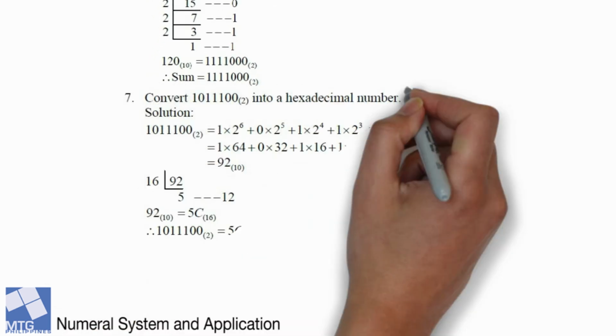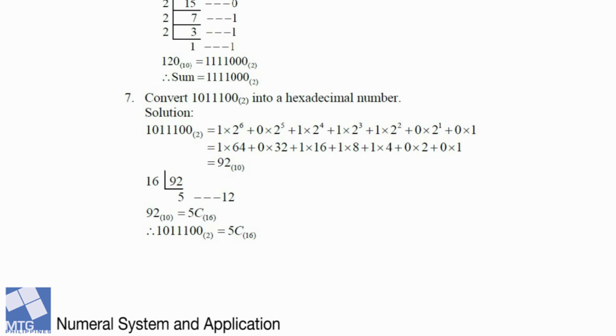For item number 7, we are tasked to convert the base 2 number 1011100 into hexadecimal. So what do we mean by this hexadecimal number? When we say hexadecimal, it's just a number with base 16. So the idea here is we simply have to convert first the base 2 number into a base 10 number. Then from base 10, we are going to convert into base 16. So we will have the given 1011100 base 2 to be equal to 92. That's in base 10.